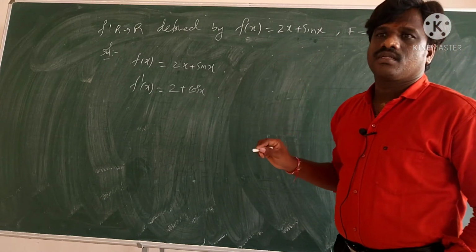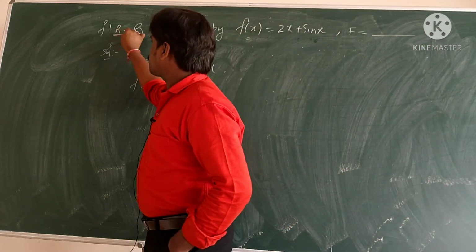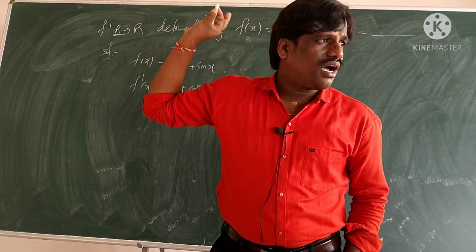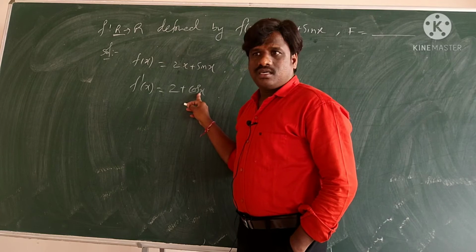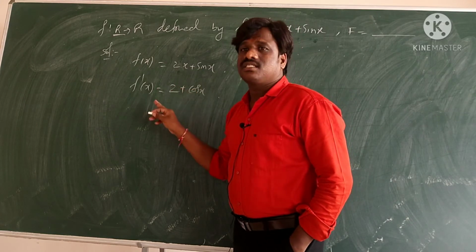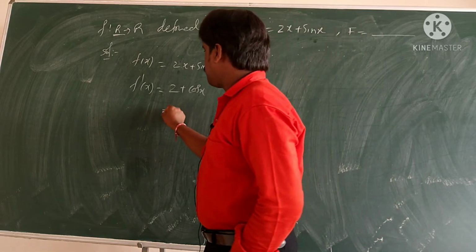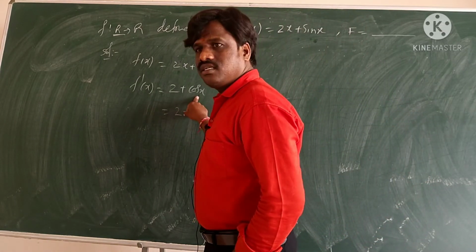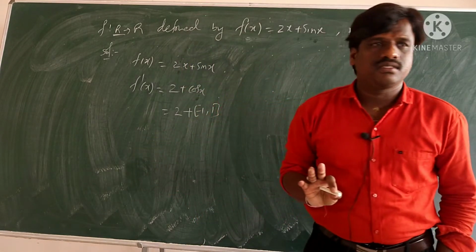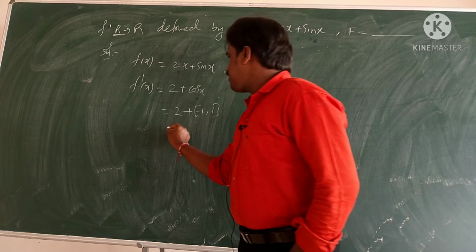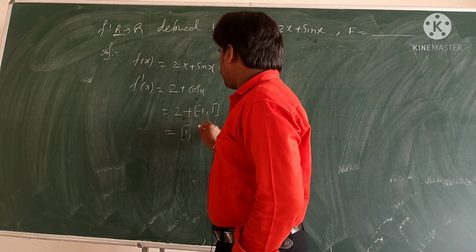What is the domain here? Domain is R. If I keep all R's in this, what I get for cos x range? Tell me. 2 plus, what I get? Minus 1 to plus 1. I will not get more than this. So completely the range of this function will be what? 2 minus 1, that is plus 1. 2 plus 1, how much? 3.